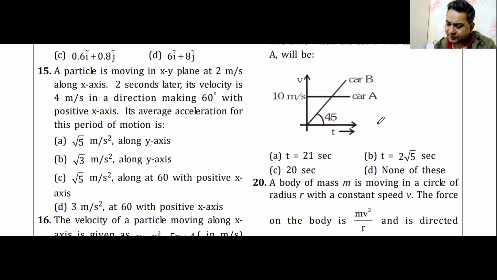The next one is pretty simple. A particle is moving in the xy plane, 2 meter per second along the x-axis. 2 seconds later, its velocity is 4 meter per second, making an angle of 60 degrees with the positive x-axis. What is the average acceleration? Average acceleration is total change in velocity divided by total time. Initial velocity is known, final velocity is known. Write it in vector form. Find out the change in velocity, divide it by the time, and you will get the average acceleration. So that was question number 15. Is there any particular question that anyone wants to talk about?